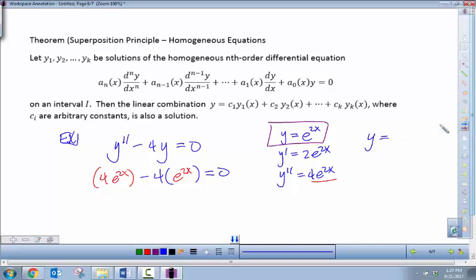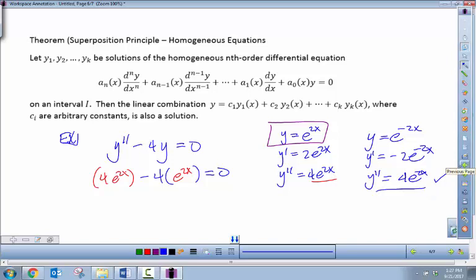Zero? Zero would work. That would be a trivial solution. Did I hear somebody say e to the negative 2x? Is that going to work? Y prime equals negative 2e to the negative 2x. Y double prime is equal to positive 4e to the negative 2x, right? So this also works.